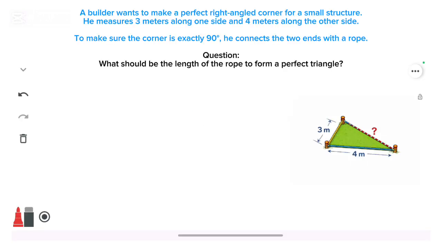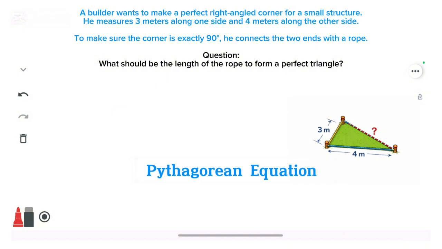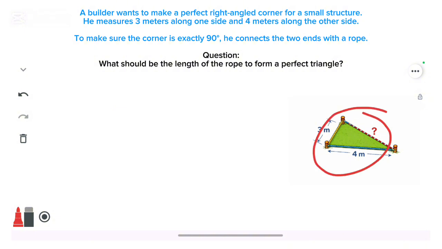For this video, I'm going to show you how to use the Pythagorean equation in a given problem. So here we have our problem statement. A builder wants to make a perfect right angle corner for a structure right here.